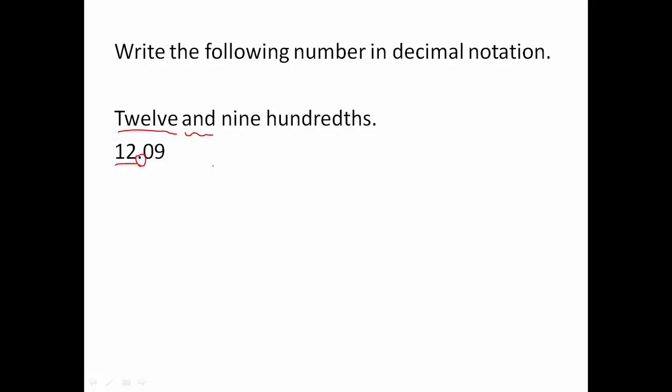You could also write this as a fraction, but since it asks us to write it in decimal notation, the word and becomes a decimal point. Then I take the next part here, which is going to be my part of a whole, and I write the number 9. I've got to be careful because that 9 has to be in the hundredths place. If I just write 12.9, the 9 would be in the tenths place.